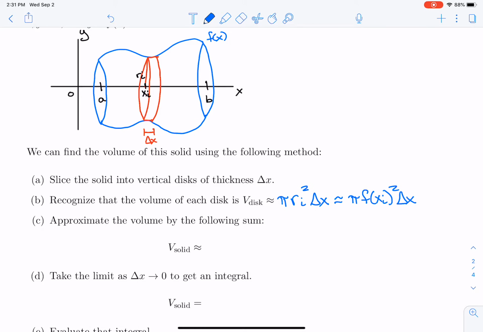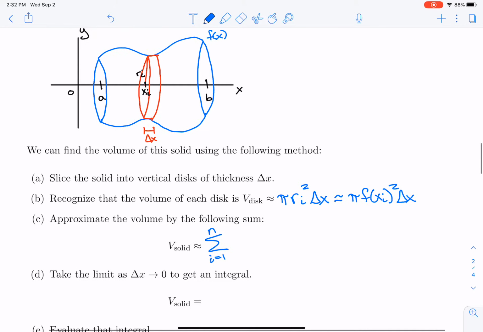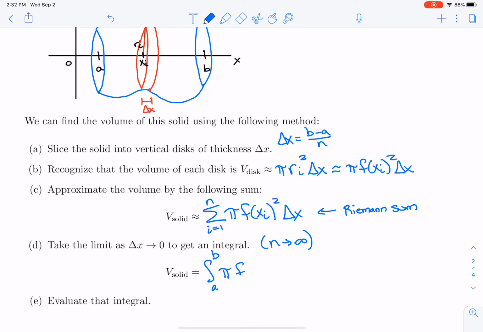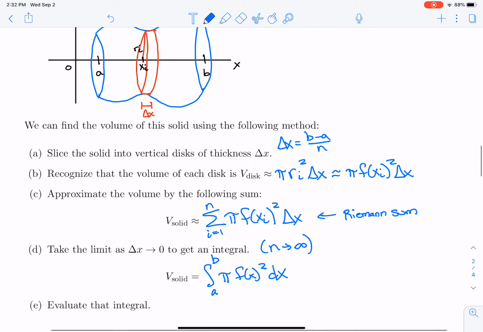We're going to want to sum them up. So we're going to do the sum from i equals 1 to n of pi times f of x sub i squared delta x. Now, if we let delta x go to 0, that's the same thing as letting the number of disks go to infinity. Again, we're thinking here about delta x as being b minus a over n. Then the volume of the solid is actually an integral because this is a Riemann sum. And that integral goes from a to b of pi times f of x squared dx. And now we can evaluate that integral to find the volume of a solid of revolution.